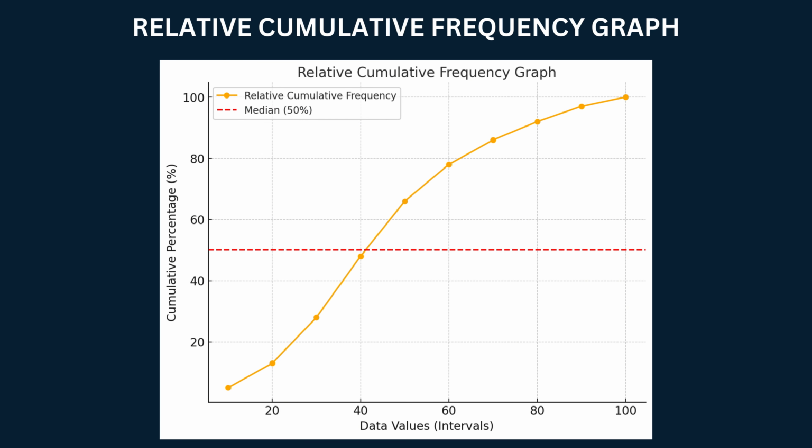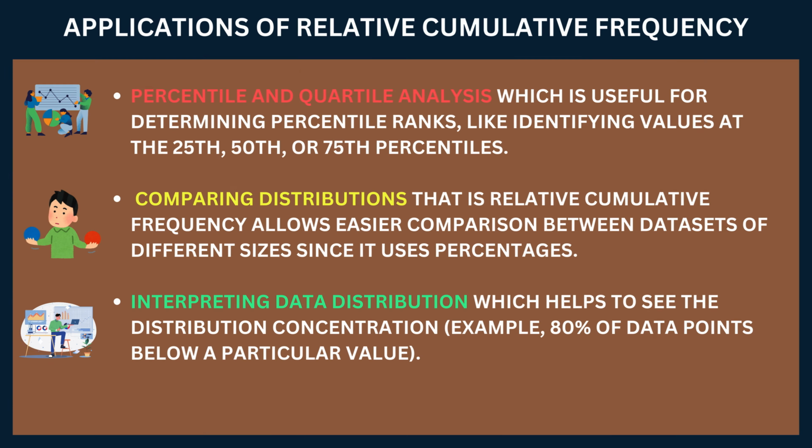Similar to a cumulative frequency graph, or ogive, a relative cumulative frequency graph plots the relative cumulative percentages against the upper boundaries of intervals. The y-axis represents cumulative percentages, and the x-axis represents the data values or intervals. The graph can show how quickly data accumulates and identify data thresholds or cutoffs. Example, the median is where the cumulative frequency reaches 50%.